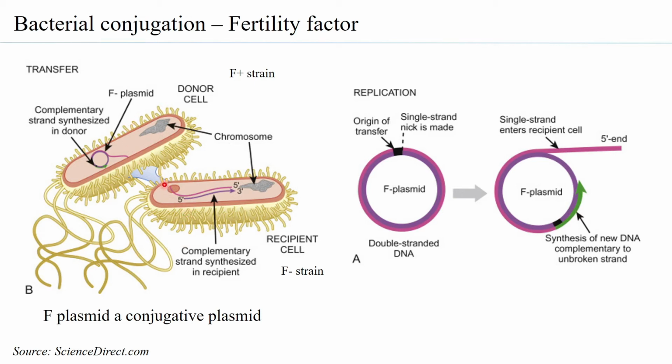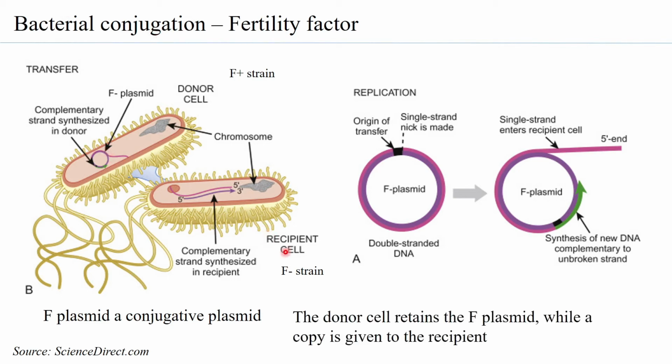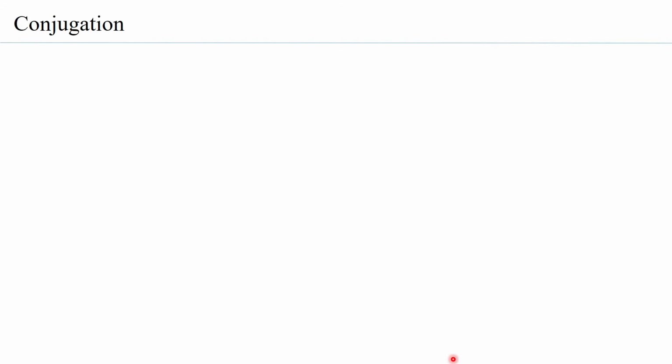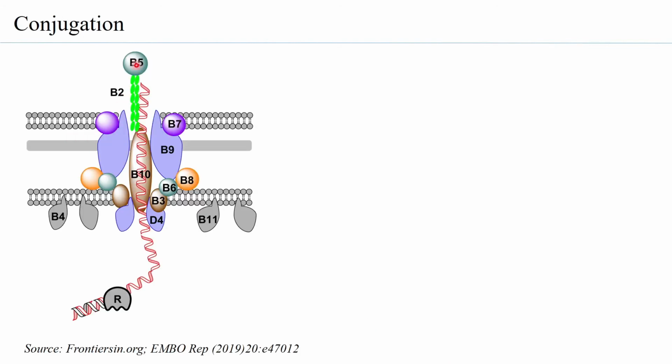But in gene cloning, conjugation becomes a means of transferring a gene of interest from one bacteria to another bacteria. So the donor cell, as we mentioned, retains the F plasmid while a copy is given to the recipient. Now, how does the entire machinery work?